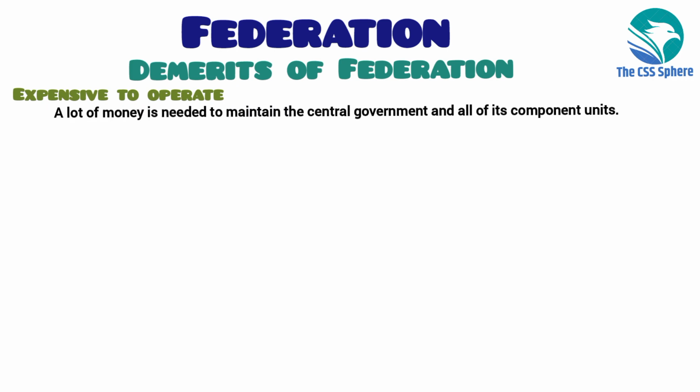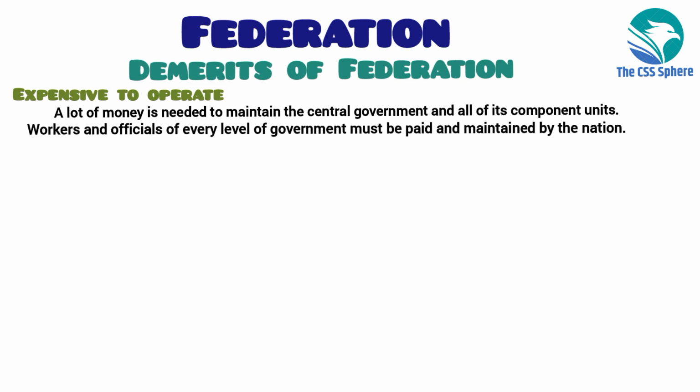Now let's talk about the demerits of federation or federalism. Expensive to operate. Federalism is an expensive system of government because a lot of money is needed to maintain the central government and all of its components. Workers and officials of every level of government must be paid and maintained by the nation. This is a big disadvantage of federalism because many nations cannot afford it.